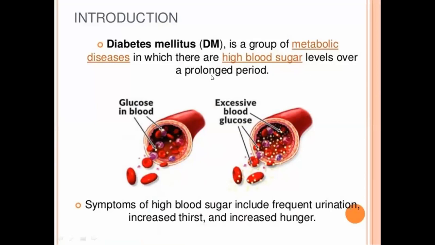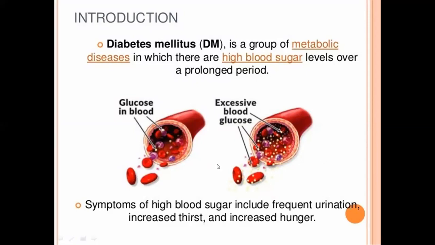Diabetes mellitus is a group of metabolic diseases in which there is a high blood sugar level over a prolonged period. So it is a metabolic disorder in which high blood sugar level persists over a prolonged period. It is visible on your screen: if there is a high glucose level, that is, excessive glucose present in the blood, compared to normal glucose in the blood. Okay, if this happens, then it leads to DM, that is diabetes mellitus.